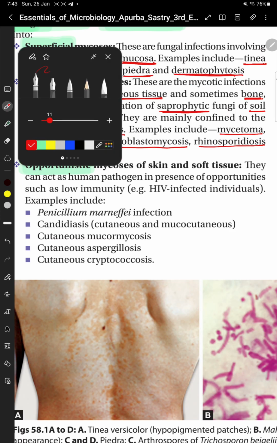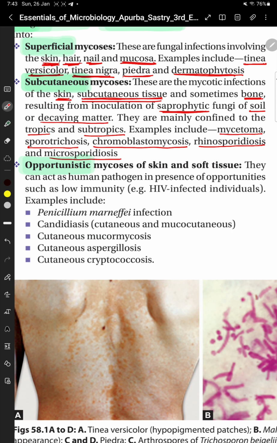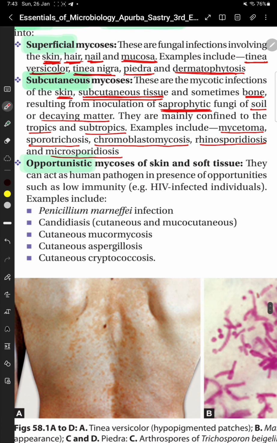Subcutaneous mycosis: these are the mycotic infections of the skin, subcutaneous tissue, and sometimes bone, because of the inoculation of saprophytic fungi of soil and decaying matter. It is confined mainly to the tropics and subtropics. Examples of subcutaneous mycosis: mycetoma, sporotrichosis, chromoblastomycosis, rhinosporidiosis, and microsporidiosis.